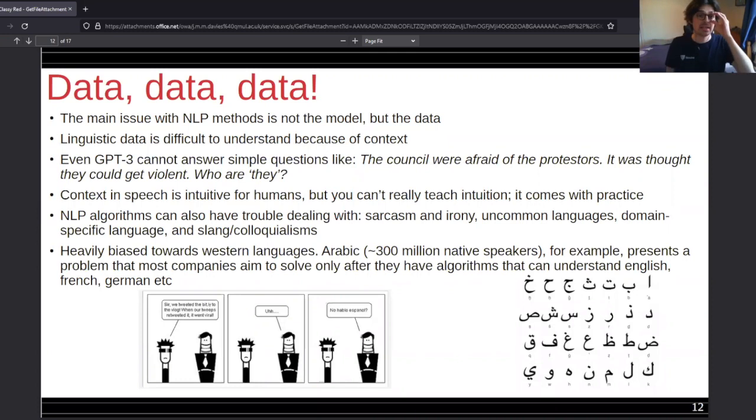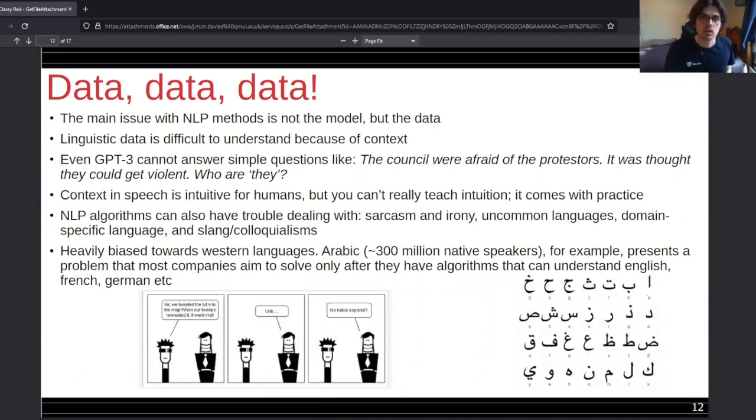And linguistic data is difficult to understand because of that context. So I'm going to give you an example. So even GPT-3, the most powerful bot on the planet, cannot answer a simple question like this. The council were afraid of the protesters. It was thought they could get violent. Who are they? Now, any of you are probably already going, well, you know, they are the protesters.